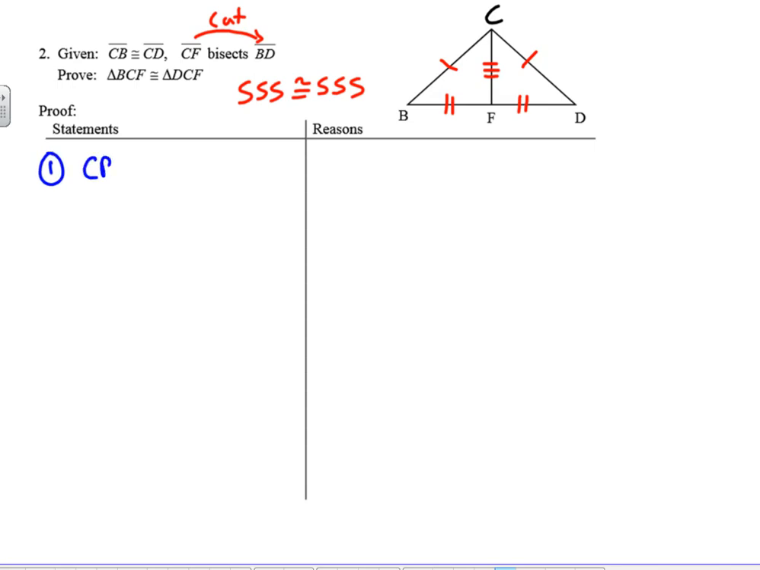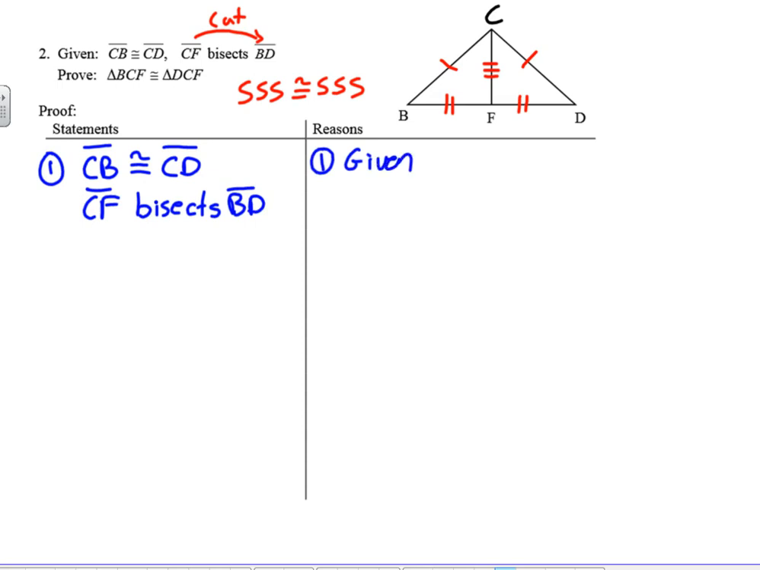So step one, let's bring in the givens here. CB is congruent to CD. All right, CF bisects segment BD. Okay, given. So what part of the plan have we accomplished with that? Well, we've got a side congruent to a side. We've got 1 out of the 3. But we've also got CF bisects BD, so that gets us another side. We can say BF is congruent to FD, and if you have your proof terminology sheet that you're looking at, you want to look at the segment bisector section, and you can write this out.